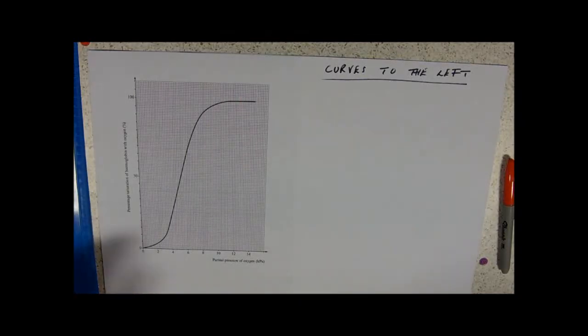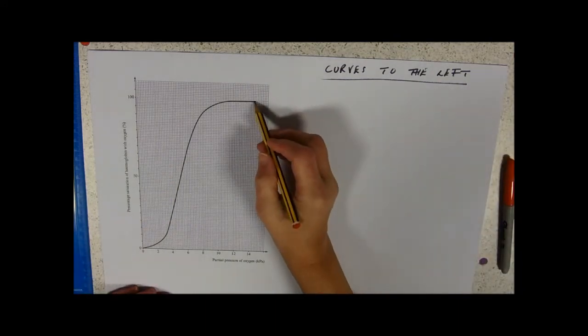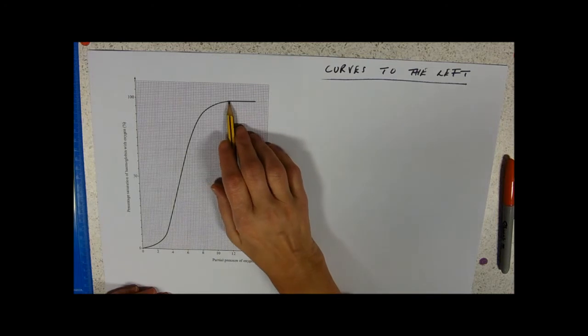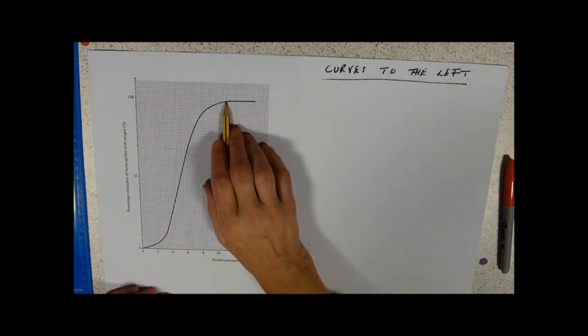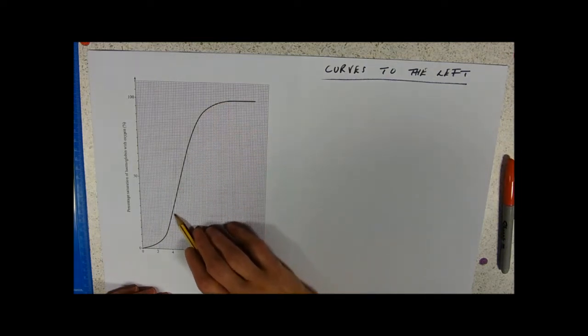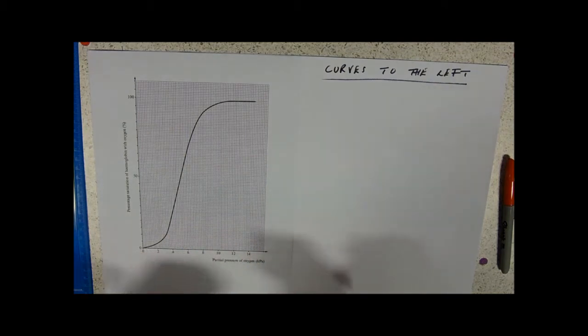Okay, this little video is going to deal with curves to the left. So what we've got here is our normal adult hemoglobin curve for a human. Flat along the top, from sort of 14 to around about 11. Dropping, big steep drop, and then levelling off again down at the bottom, but always going down to 0.